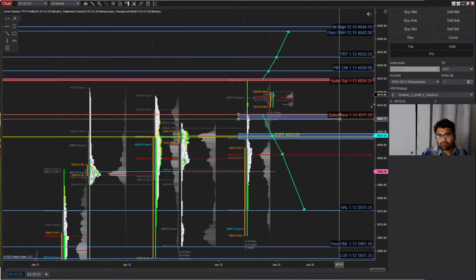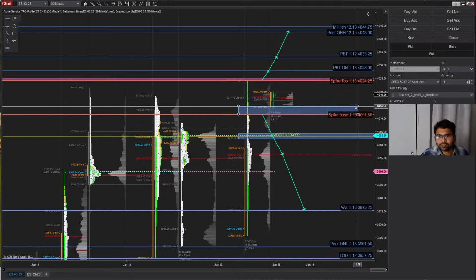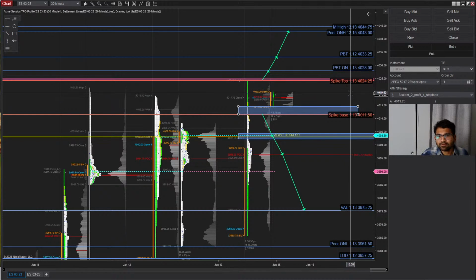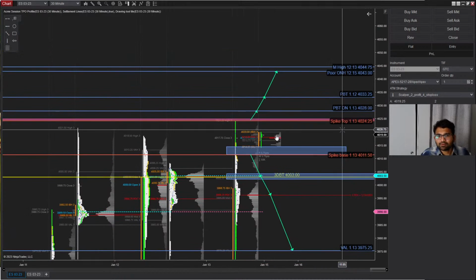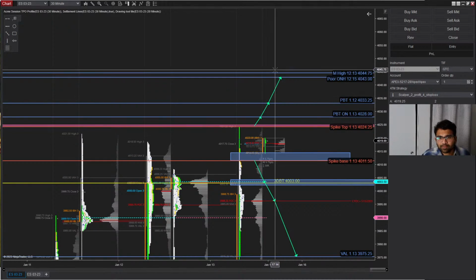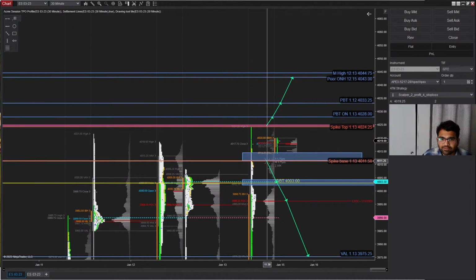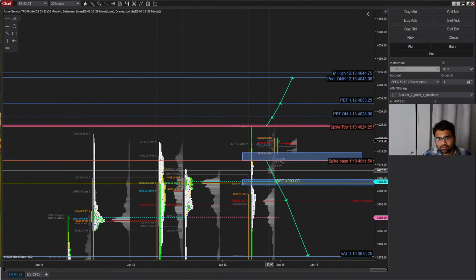Oops, sorry, this thing has moved. Okay, so all the upside targets are only applicable above the spike base; price has to be trading above it. Once it goes back below it, it's going to be bearish.